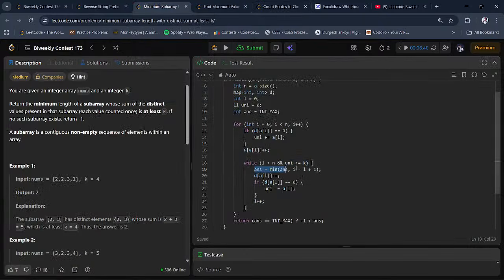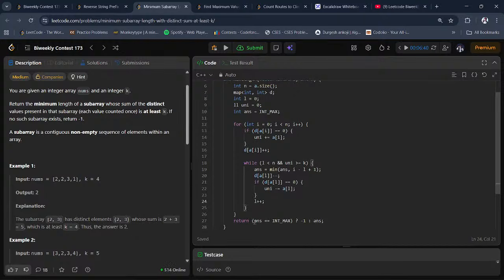So how will you find the subarray length? That is I minus L plus 1. I'm considering I as my R, so it is I minus L plus 1, right? If I increment L, I need to remove the previous frequency, right? So I'll remove the previous frequency. If it becomes 0, that means this element is not contributing to the current subarray, right? So we'll remove it from the unique sum, and you will just increment L.